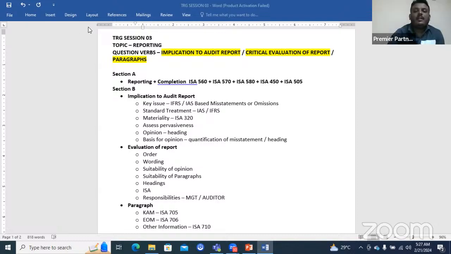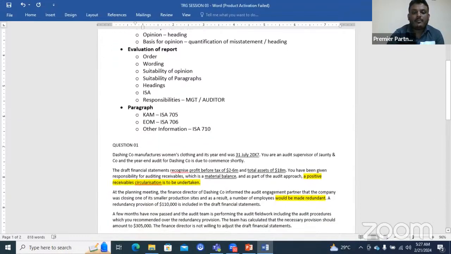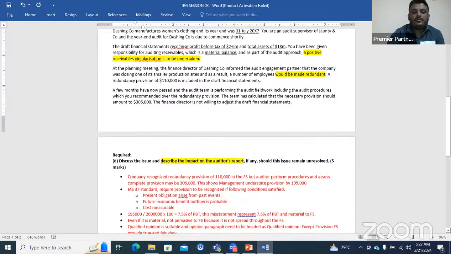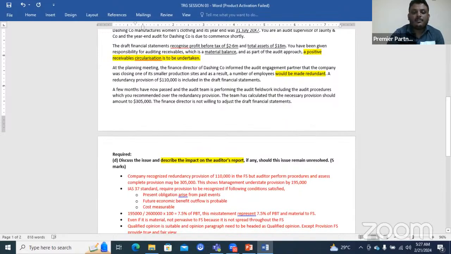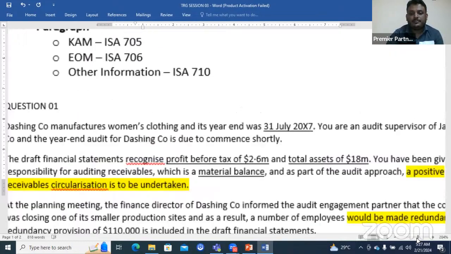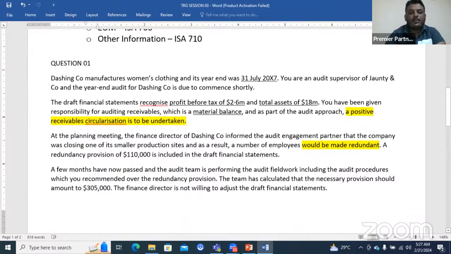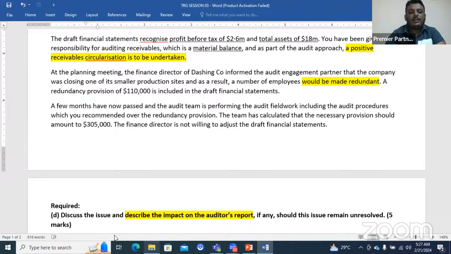Now, students, let's discuss this question. If you look at this question, take only the question verbs: discuss the issue and describe the impact on the audit report. There are three things you should understand here.